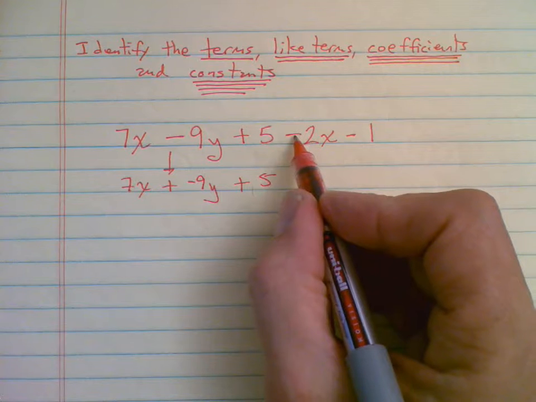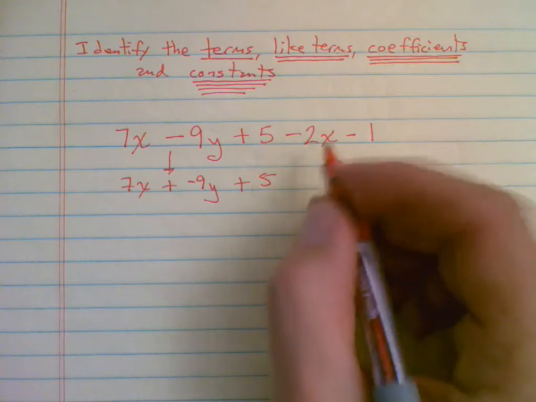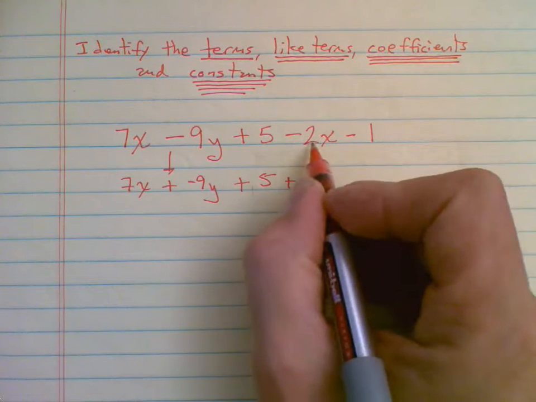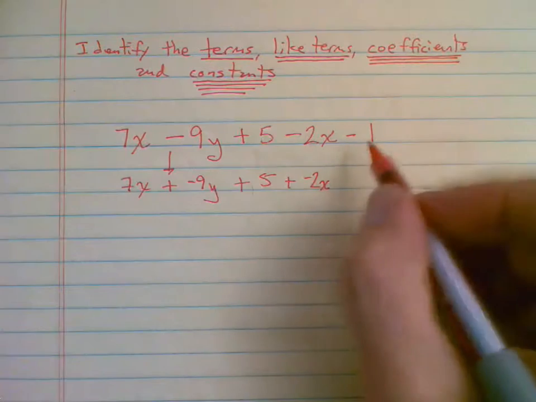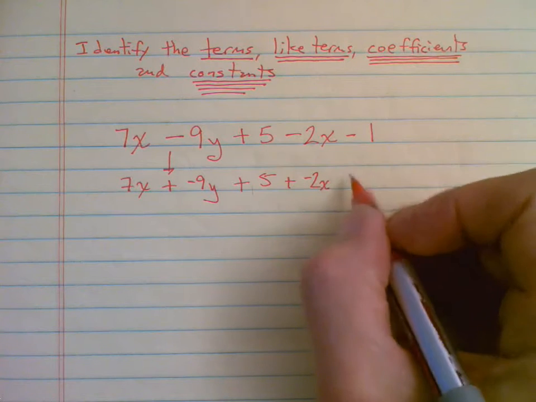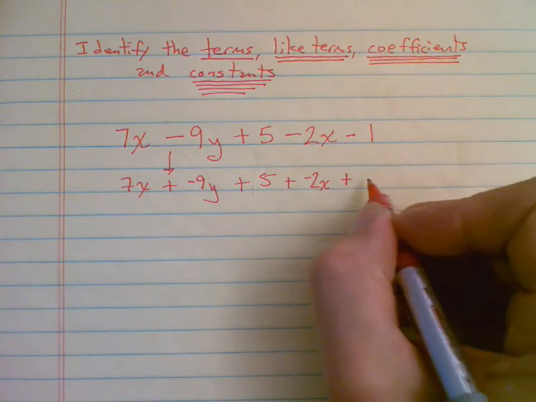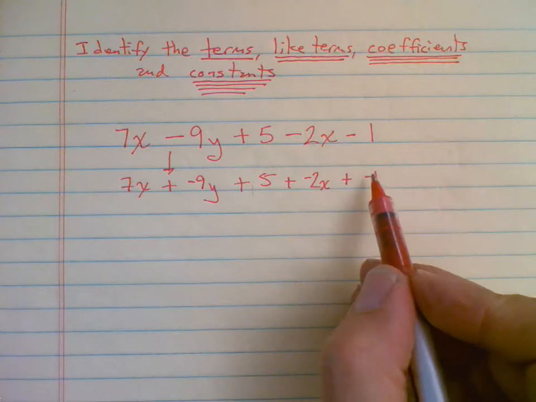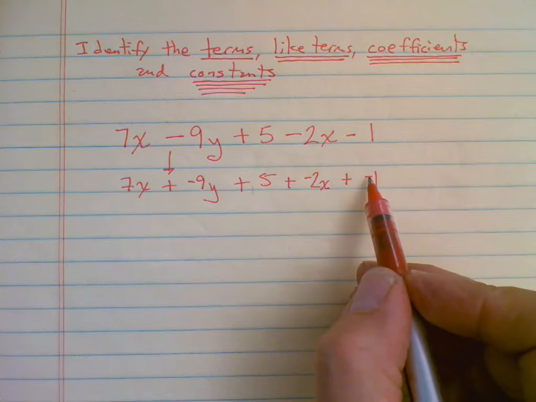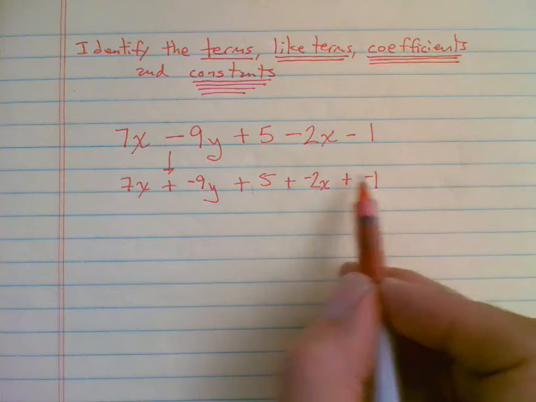Another subtraction. So subtracting 2x is the same thing as adding, what's the opposite of 2x? Negative 2x. And then subtraction again. So that's the same as adding negative 1. I could put parentheses around these just to separate them, but I've hopefully made it clear here by putting enough space between the adding and the negative sign.